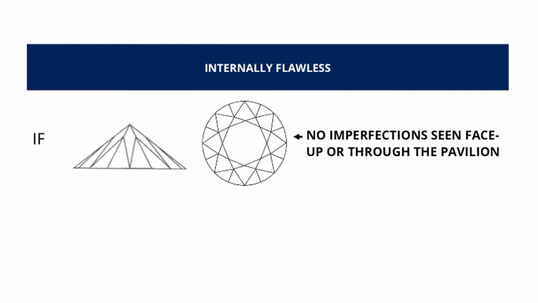Internally flawless rule is the following. You cannot see anything through the pavilion of that stone or in the face-up position. In the stone, you may find minor surface blemishes on the outside. There's nothing physically in it. If there's something physically in it, it cannot be internally flawless.